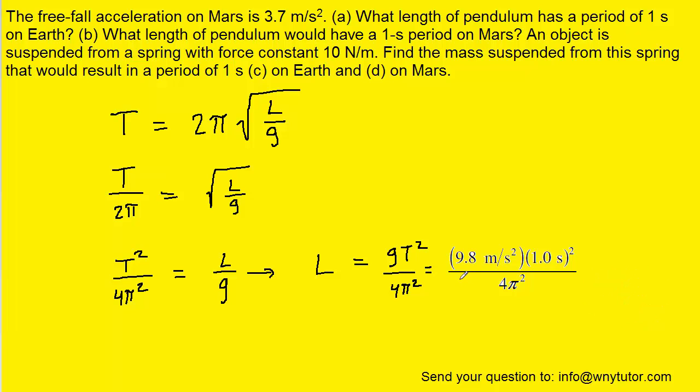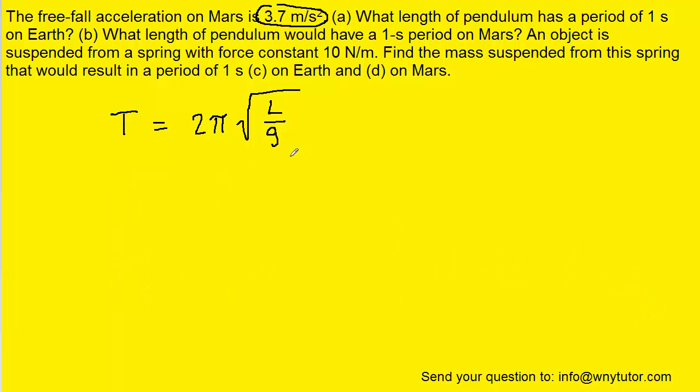Now for part B of the question, it's basically the same thing except for the value of g, which is going to be changed to 3.7 meters per second squared, since that is the given free fall acceleration on Mars. So all we need to do is change 9.8 to 3.7, and then we're good to go to calculate the length. And when we compute this, we get a length of approximately 0.094 meters, which in centimeters terms becomes 9.4 centimeters. And that's the correct answer to part B.